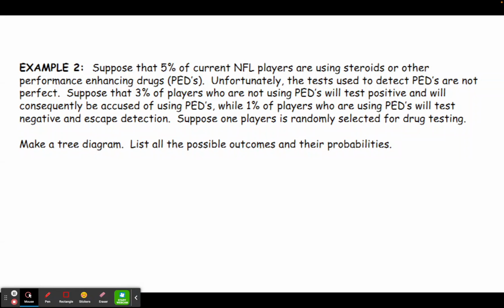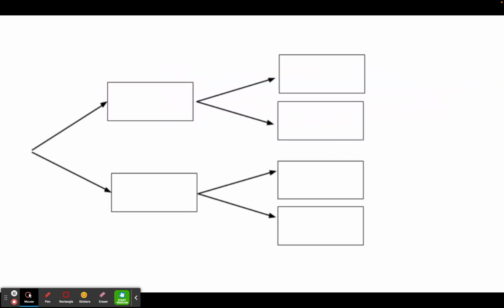And we're going to suppose that we're selecting one player randomly for drug testing. We're going to use a tree diagram to help us come up with all the possible outcomes and their probabilities. So in the first set of branches, we know that the player will either be using performance-enhancing drugs or they will not. Now, the second set of branches would represent our test results. So the player is either going to test positive or test negative. Now we can fill in the probabilities.